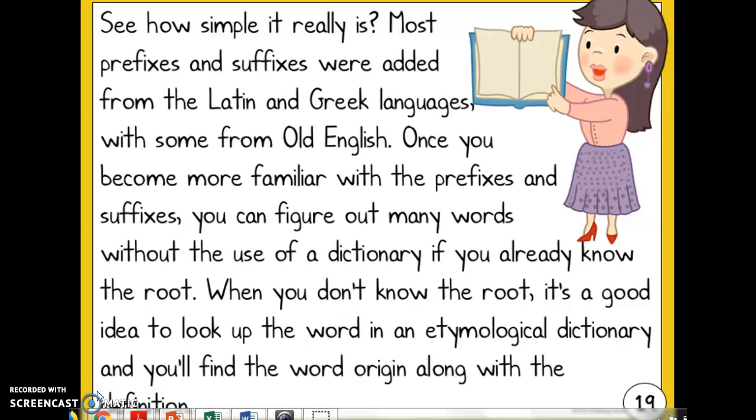So that's our final practice slide for our prefixes and suffixes, and see how simple it really is. Most prefixes and suffixes were added from the Latin and Greek languages, with some from Old English. Once you become more familiar with the prefixes and suffixes, you can figure out many words without the use of a dictionary if you already know the root. When you don't know the root, it's a good idea to look up the word in an etymological dictionary, and you'll find the word origin along with the definition.